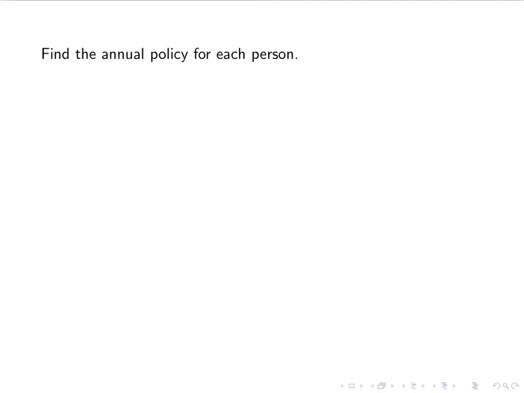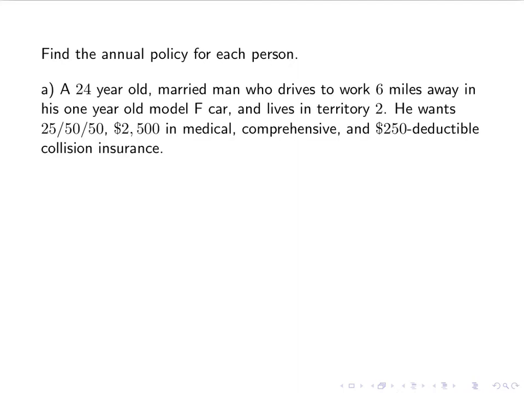So let's see what this looks like for finding an annual policy. A 24-year-old married man drives to work 6 miles away in his 1-year-old Model F car and lives in Territory 2. He wants $25/$50 bodily, $2,500 in medical, comprehensive, and a $250 deductible collision insurance. Okay, so it's a lot of information.